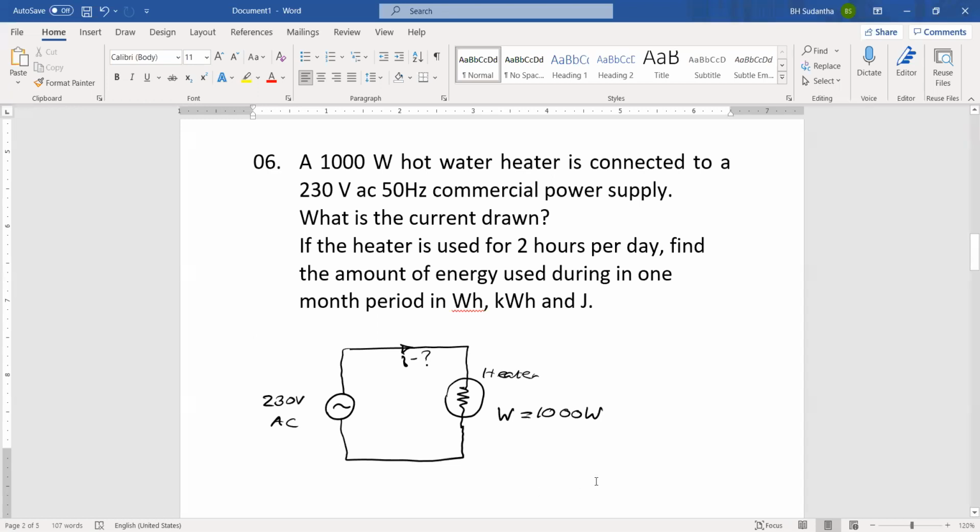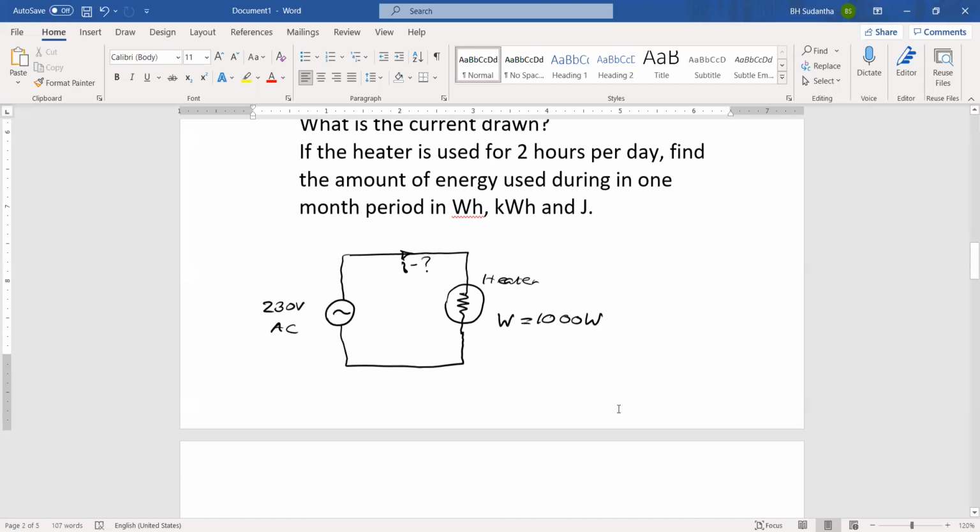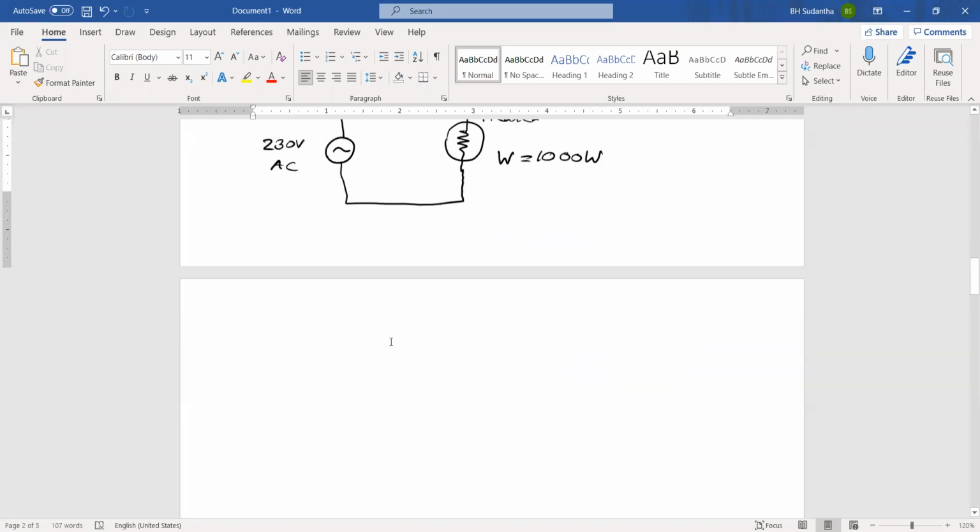It's not a difficult question, because you know that W equals VI, then V is 230 volts, to find I.